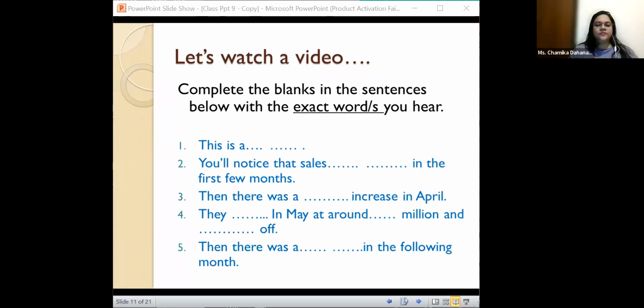Number three, not 2 million, and leveled. Now, how do you spell leveled? L-E-V-E-L-E-D, right? So be careful. If the spelling is wrong, you can't give yourself a mark. Number five, there was a dramatic drop. Dramatic, how do you spell? D-R-A-M-A-T-I-C, drop. In the following month, right? Out of these, what are your marks? Five. Okay, let's move to the next.